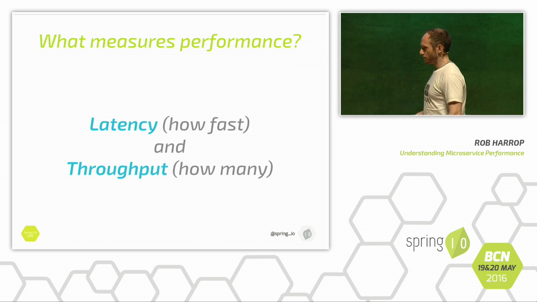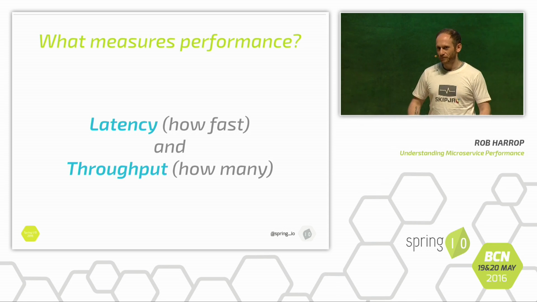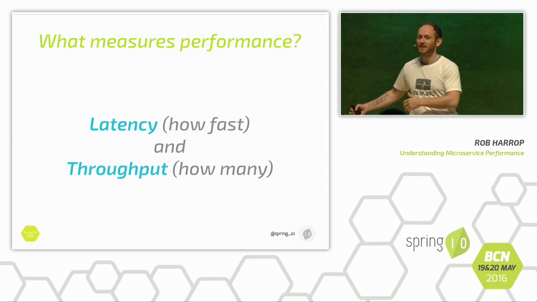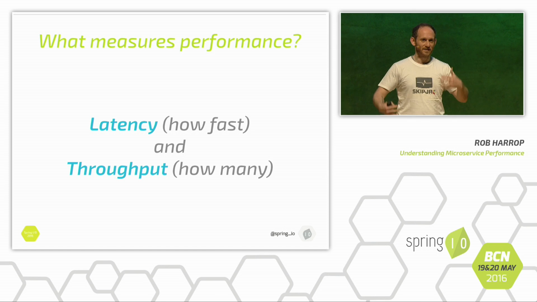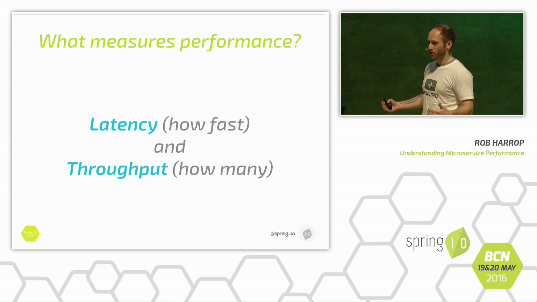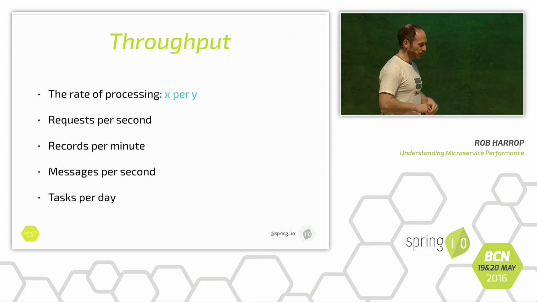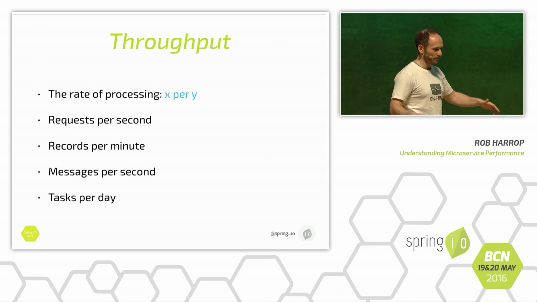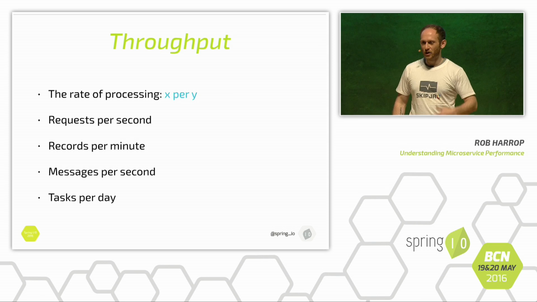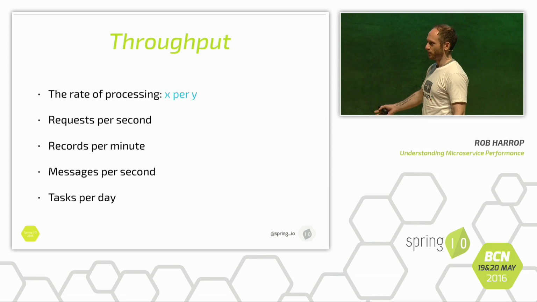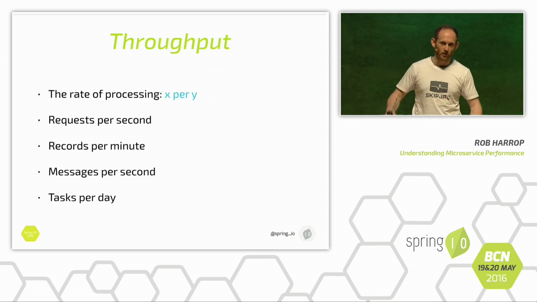Many, many people will talk about throughput, or many, many people will talk about latency, but they don't often talk about the two in tandem. And actually, to get any sensible measurements or have any sensible discussion, we need to talk about them both at the same time. So throughput's really, really simple. It's just your rate of processing. It's X per Y. Requests per second, records per minute, messages per second, tasks per day, those kind of things.